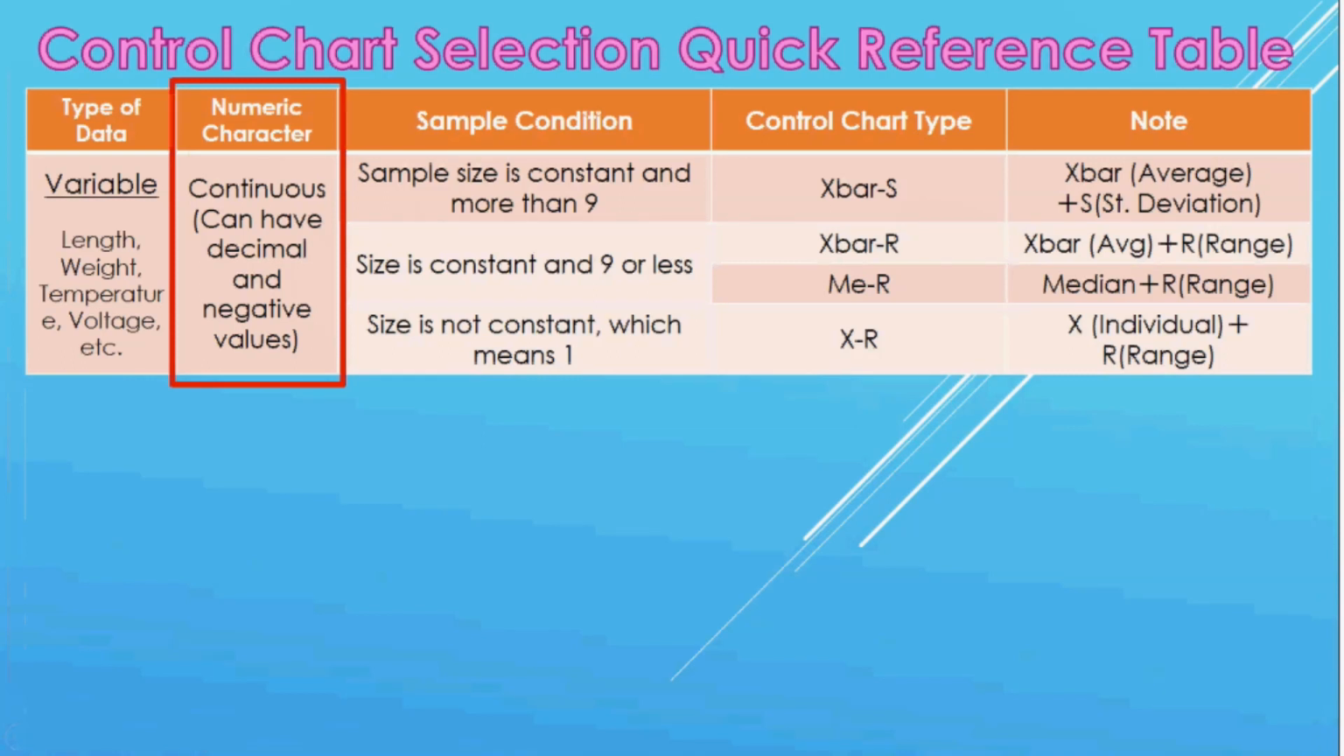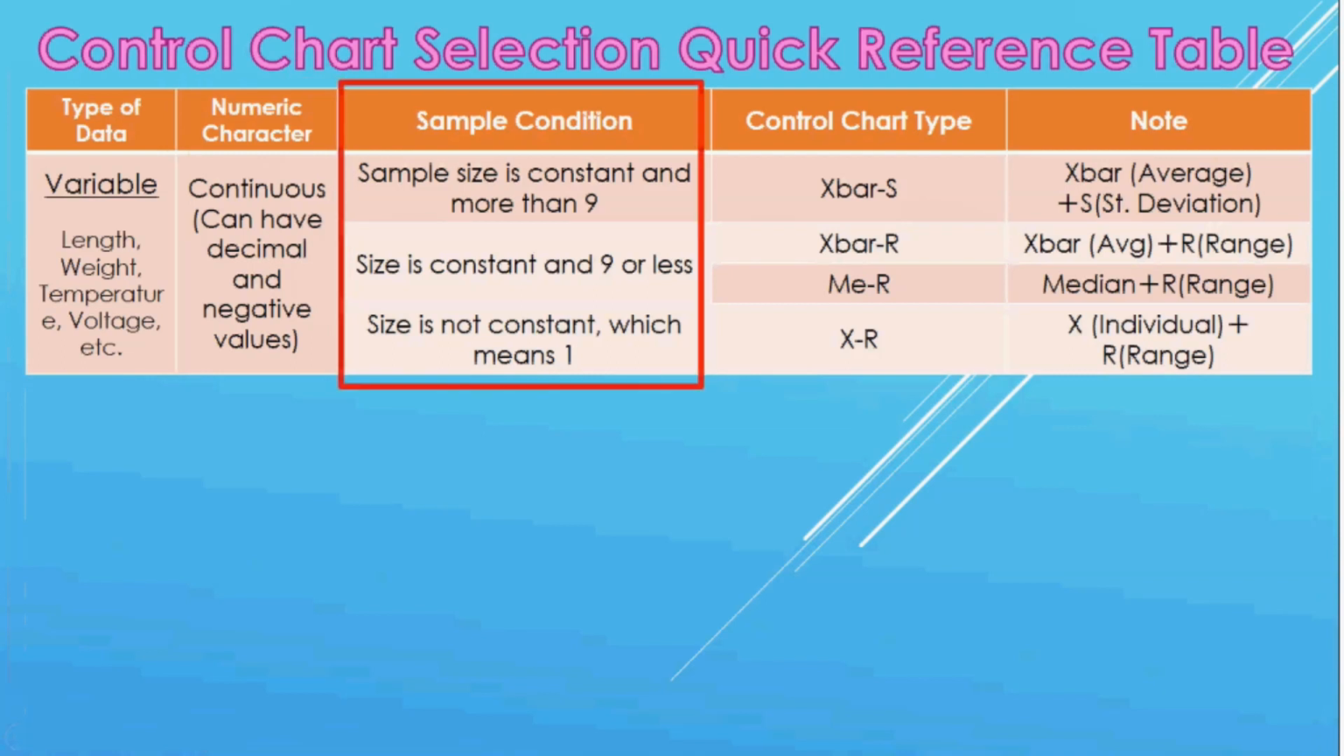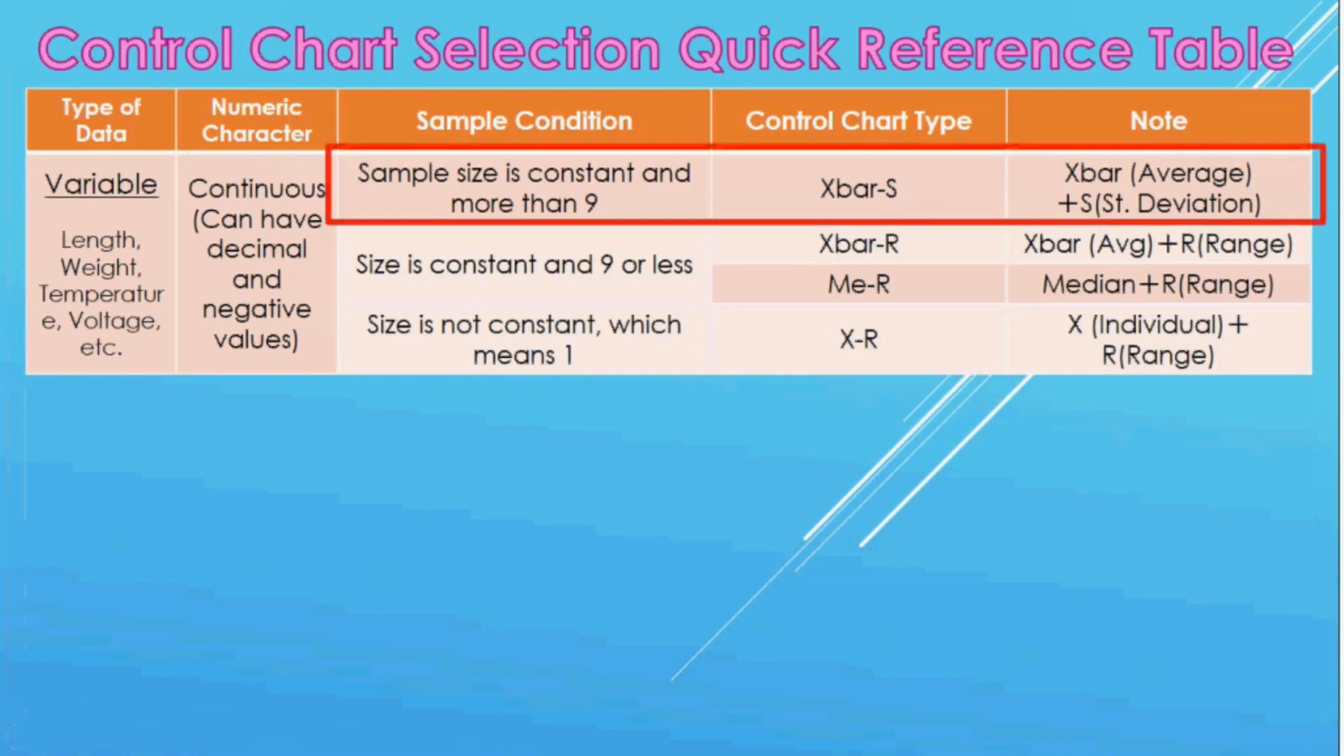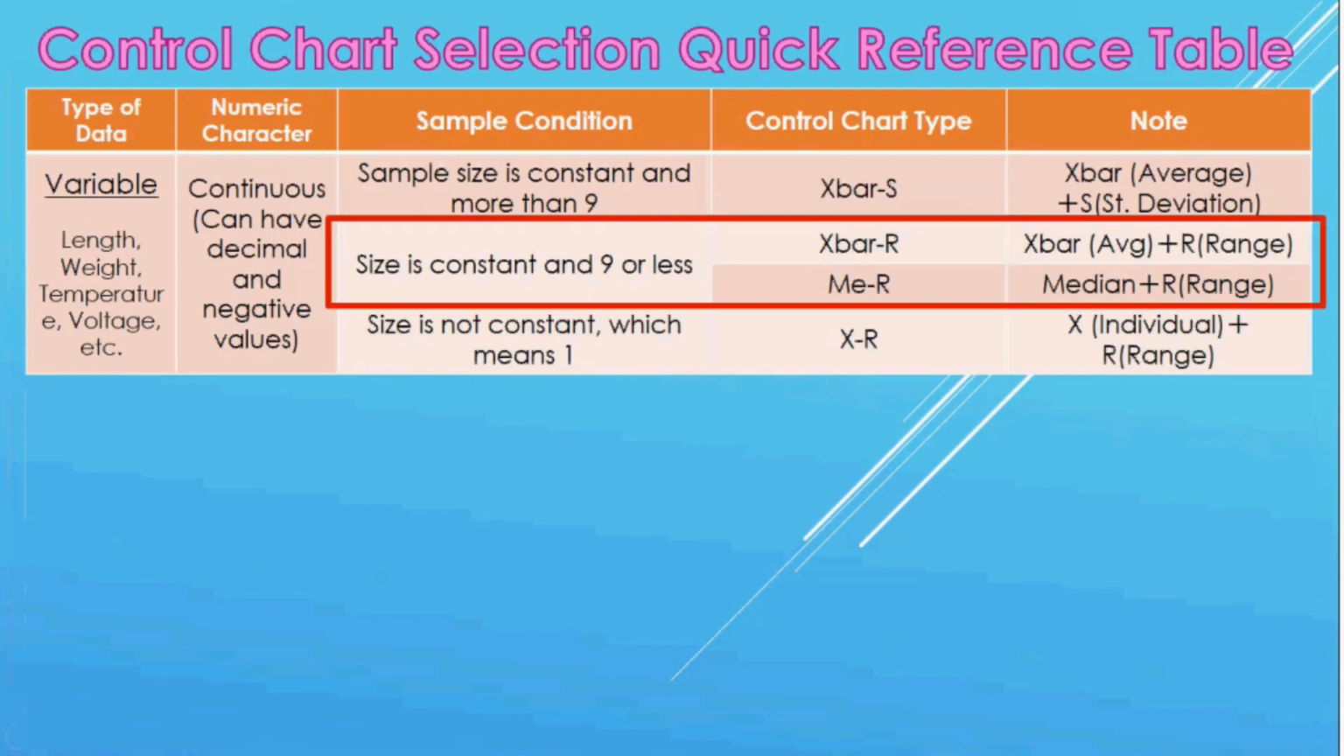Then we'll divide the group more. The next checkpoint is their sampled conditions. As I mentioned earlier, if the sample size is consistent and more than 9, use the Xbar S control chart. 9 or less, use the Xbar R control chart. When data is very biased, it may be better to use the median rather than the average. So you may rather want to use MER control chart.